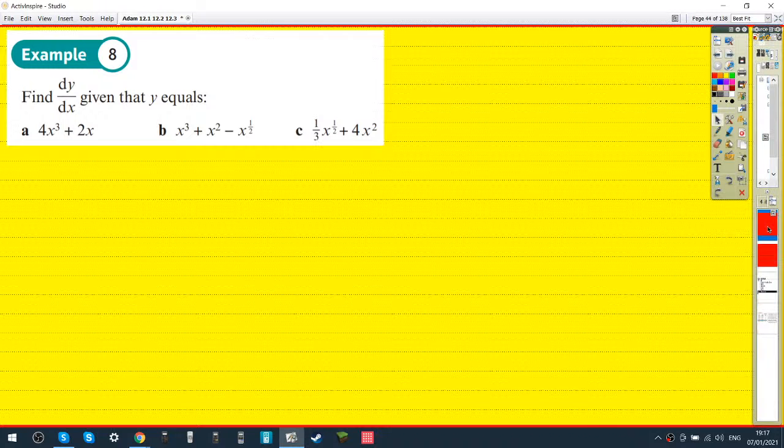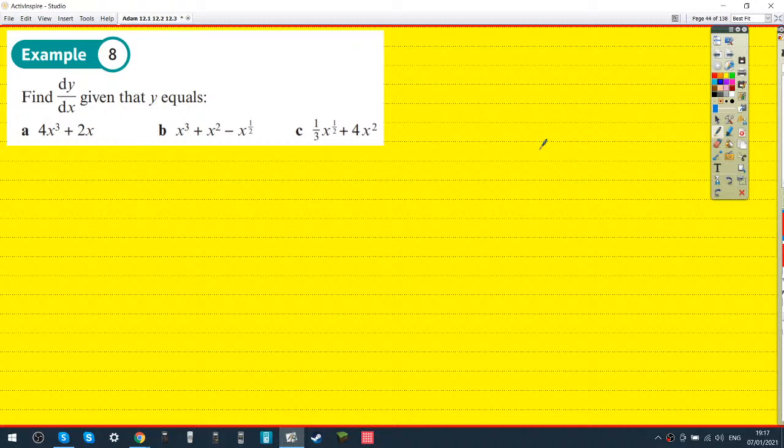So would the first one be 12x plus 2? Something's missing. Any idea what's missing? Oh, it's 12x squared. Yep. B.